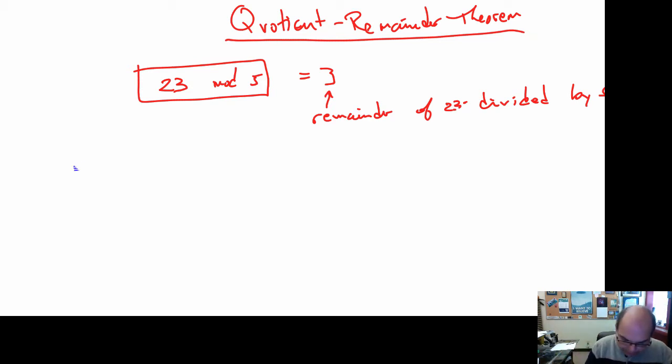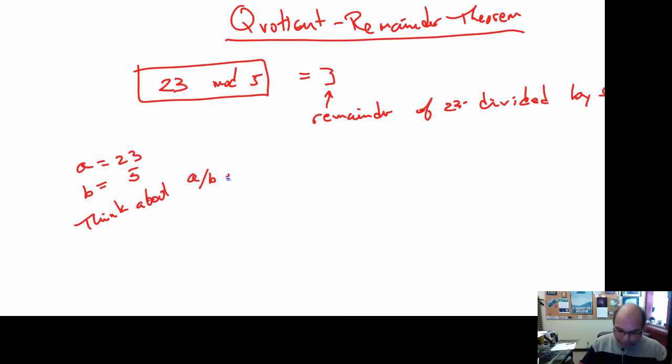And here's what we have. We have two numbers. So let's say that A is equal to 23 and B is equal to 5. We just need two numbers. Now we're going to think about A divided by B, and we're going to write it like this. A is equal to some number times B, which is 5, plus some other number. We call this Q the quotient and this R the remainder. In this particular case, it's 4 times 5 plus 3. So that's the first thing that the quotient remainder theorem tells us.